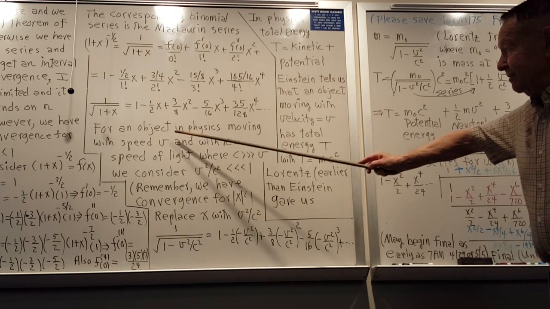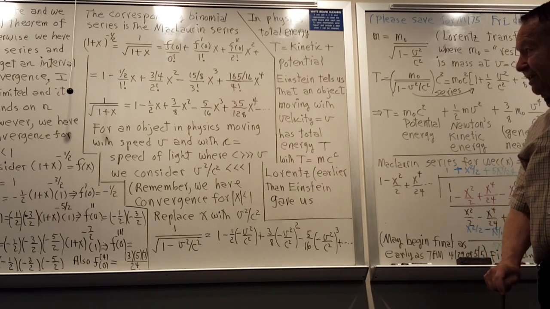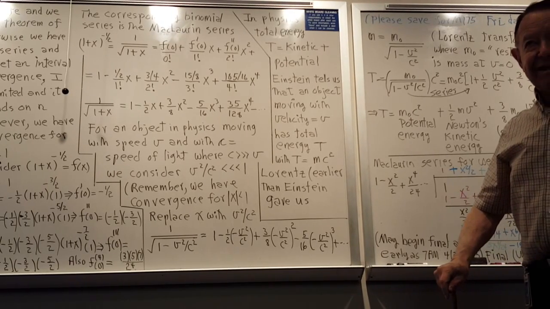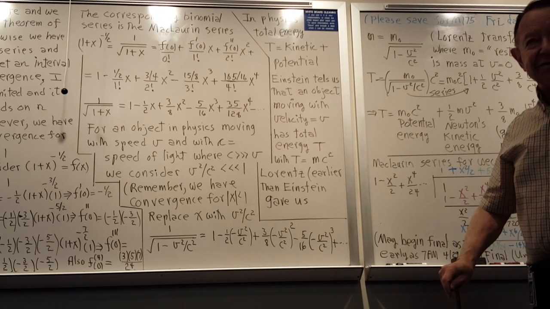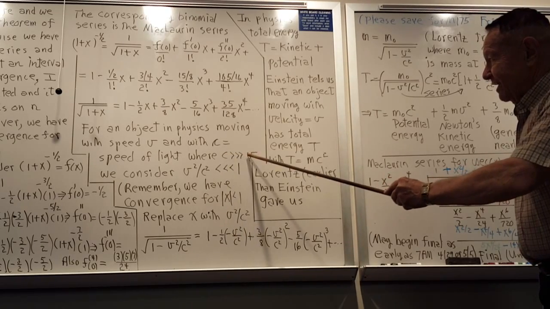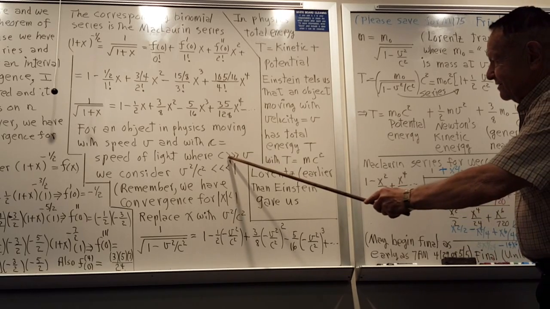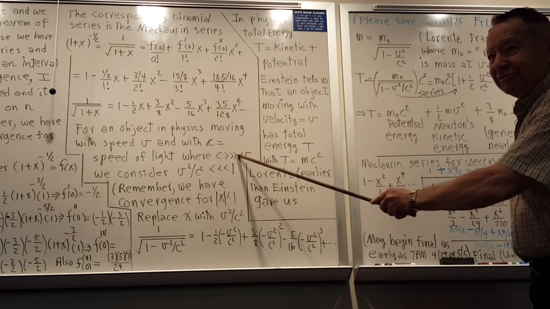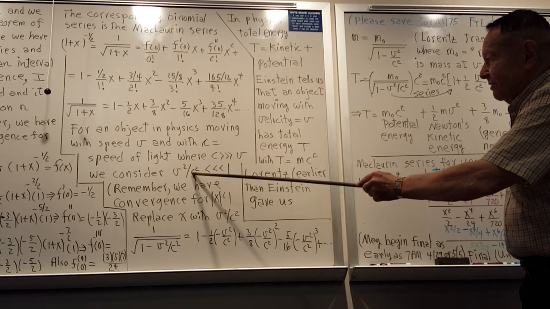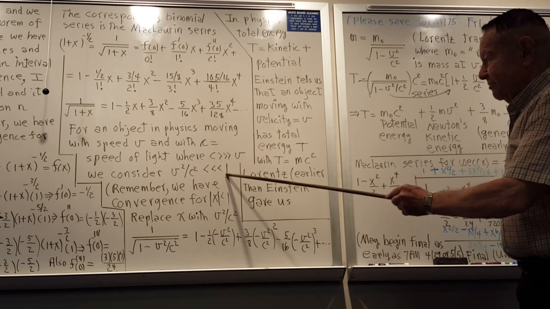Because if you're in a physics class and your object is moving with speed v, and c is the speed of light, 3 times 10 to the 10th centimeters per second, say, and that's, of course, a great deal faster than things that we make. And so it's correct to have a whole bunch of inequalities there. Then your v squared over c squared expression would be very much less than 1.